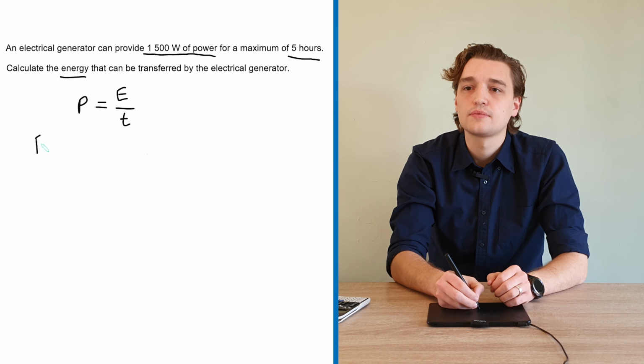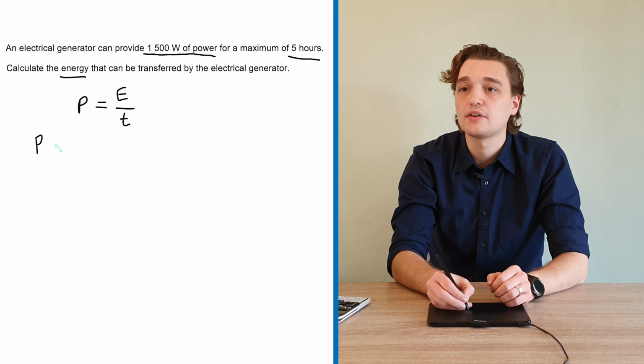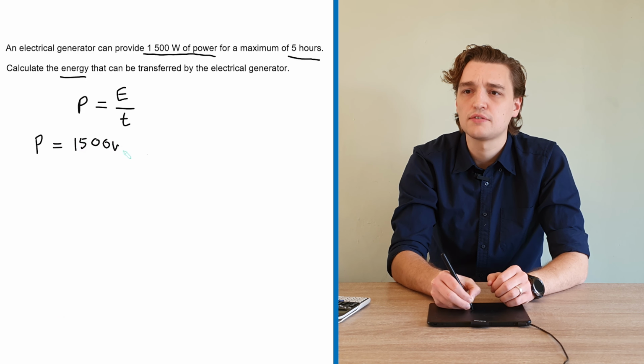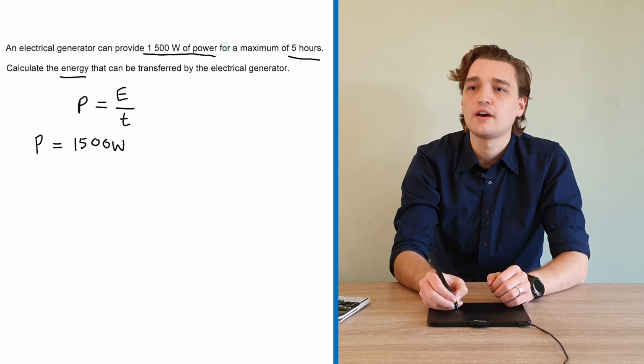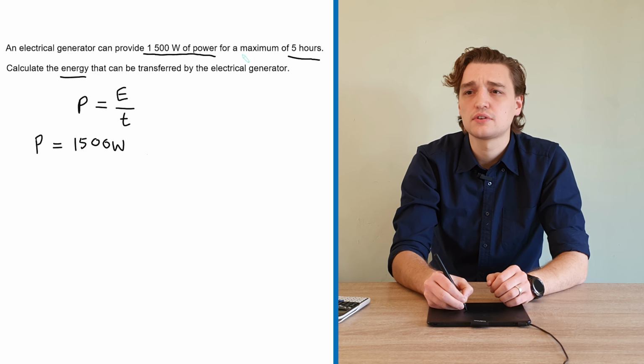The V is for values, and you just write down the values in the question. In this example, power is 1,500 watts. And that goes for a maximum of 5 hours. So time is 5 hours.